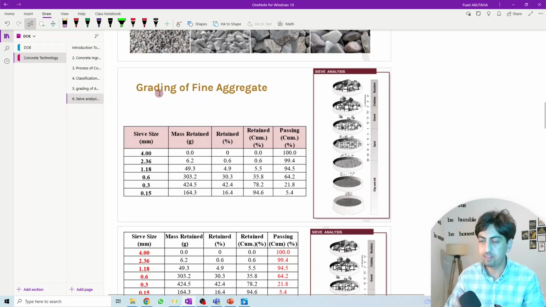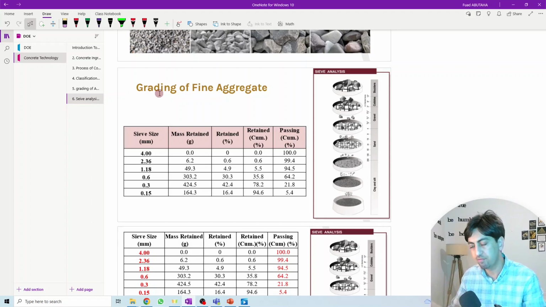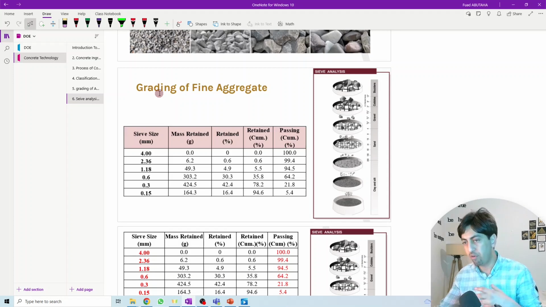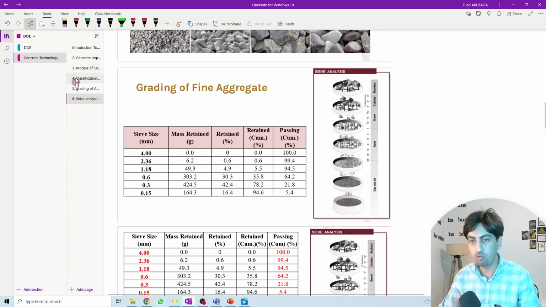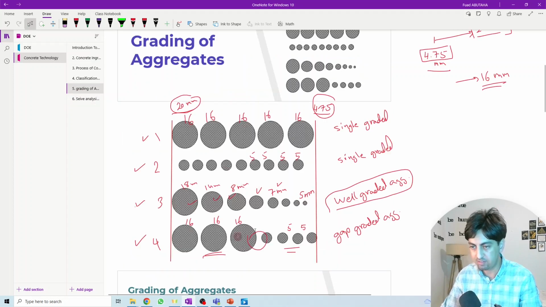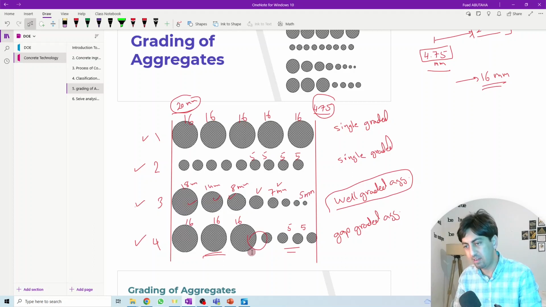You need to know that the sieve analysis test, or the grading of the aggregate, is done for the coarse aggregate as well as for the fine aggregate: for the gravel, the big stone, and also for the sand. For the gravel, we might have these different scenarios: single graded, well graded, gap graded coarse aggregate. The same, we might have single graded, well graded, and gap graded sand or fine aggregate.